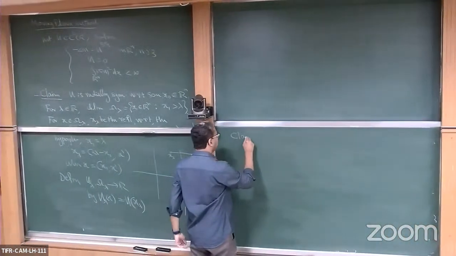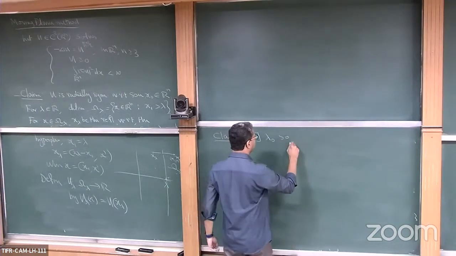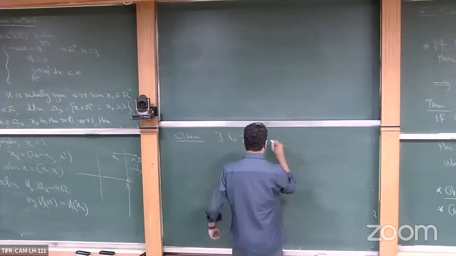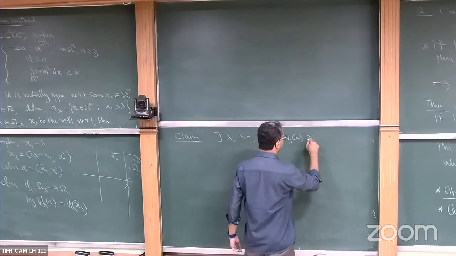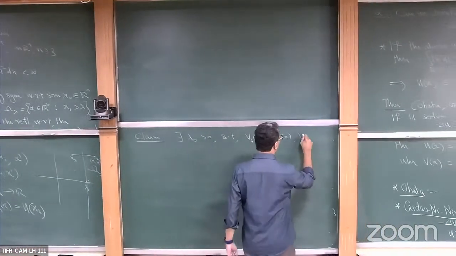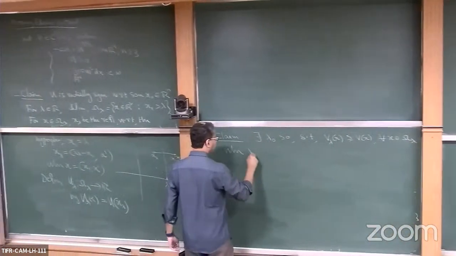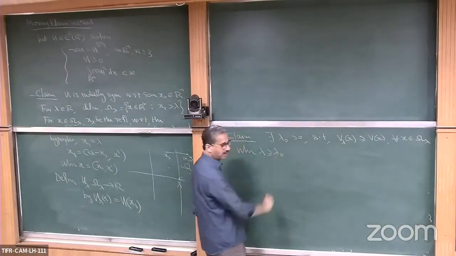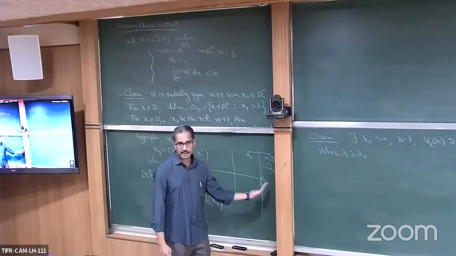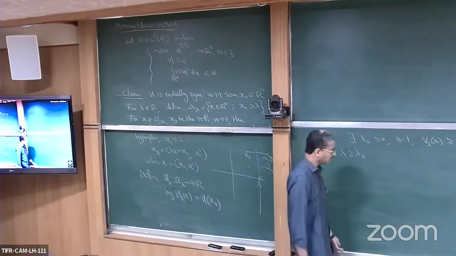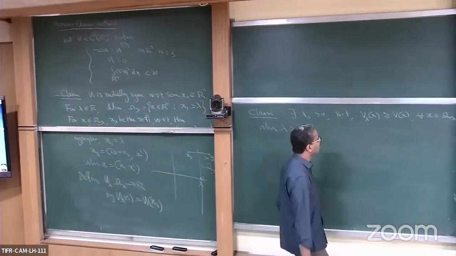So what I wanted to claim here is that, for lambda naught such that v lambda is greater than u for all x, that is whatever we are expecting, and that is what I wanted to get. Let's try to see how to do it.